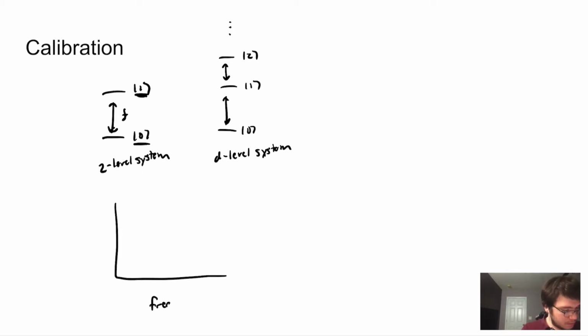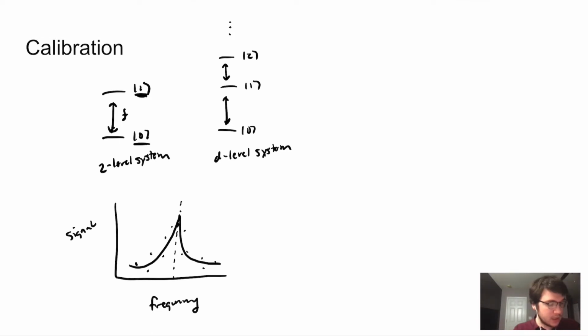So we're trying to find what the frequency is. And on the y-axis is some signal that we're measuring. And what we get is some curve that might look something like this, centered around the frequency of our qubit. And so by fitting, what we'd actually get is a sampling of points along this curve. And by fitting those samples, we find a curve that looks like this, and then we can predict what the frequency of our system actually is.